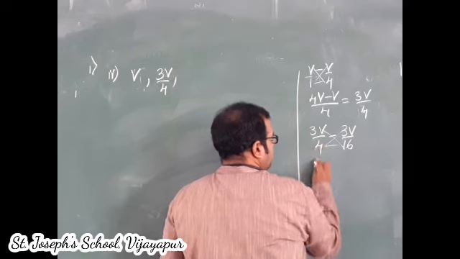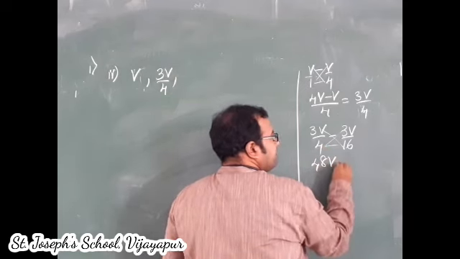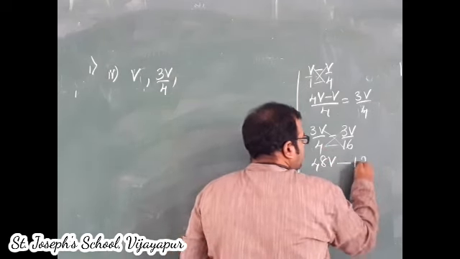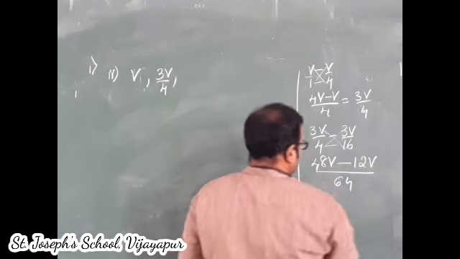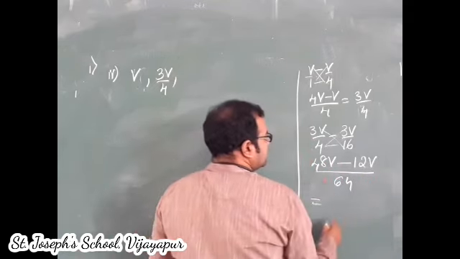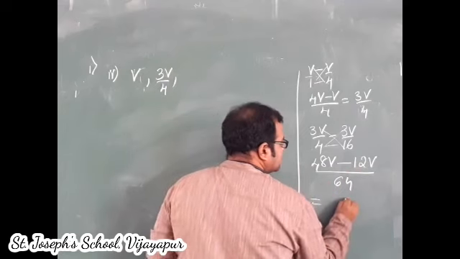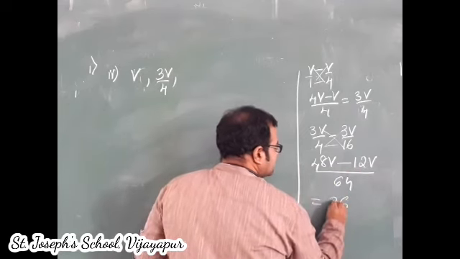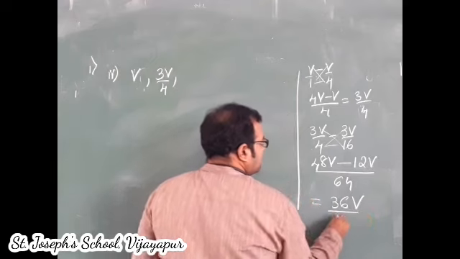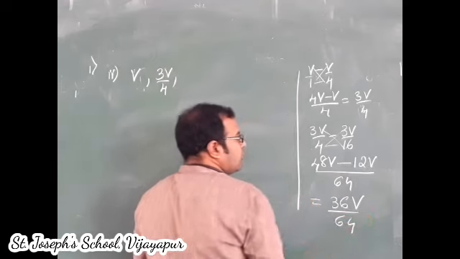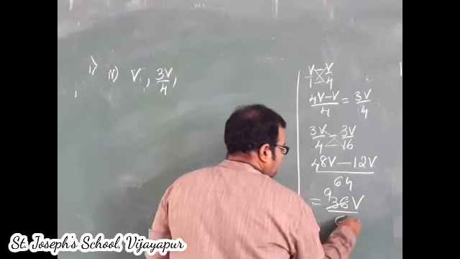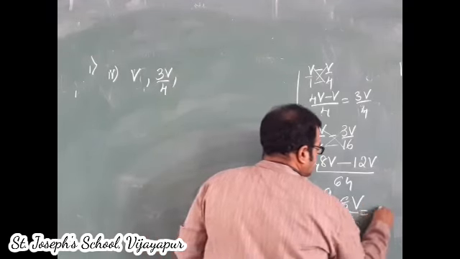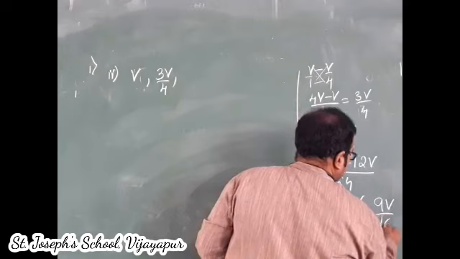Again 48V minus 12V by 64, which is equal to 48 minus 12. 8 minus 2 is 6. 4 minus 1 is 3. 36V by 64, which can be simplified. 4 9s are 36, 4 16s are 64, answer being 9V by 16.